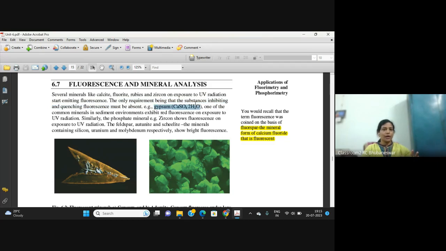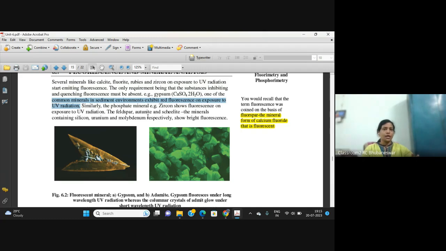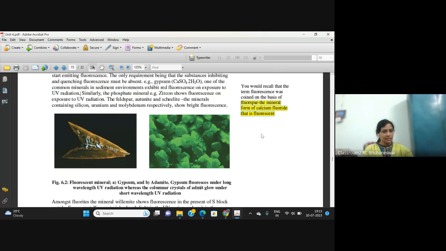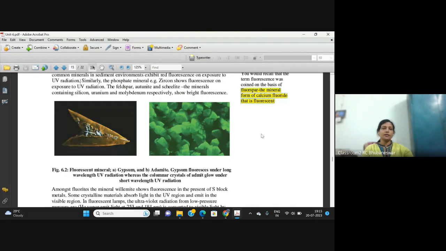Gypsum, one of the common minerals in the sediment environment, exhibits fluorescence on exposure to UV radiation. There should be exposure to the radiation also. Some are good enough with limited light, some require more light. Fluorspar, the mineral form of calcium fluoride, is also fluorescent in nature. So there are various examples of fluorescent minerals too.